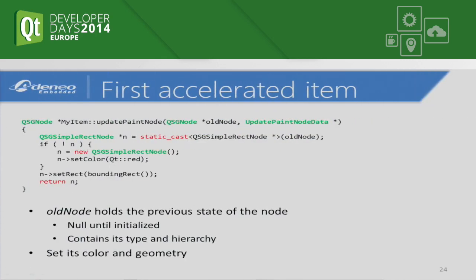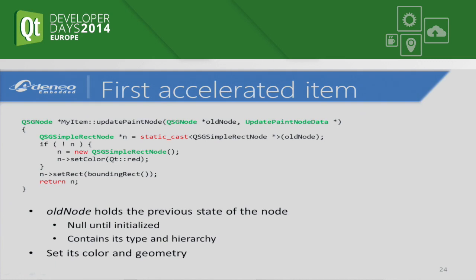It's a lot easier this way. updatePaintNode is actually not the simplest one to explain. You have the old node, which is not initialized the first time you enter it. And you have the paint node data. In this case, we don't use it, and actually I don't remember what was in it. I looked for it some time ago. Okay. In this case, we simply cast the old node to a simple rect node.